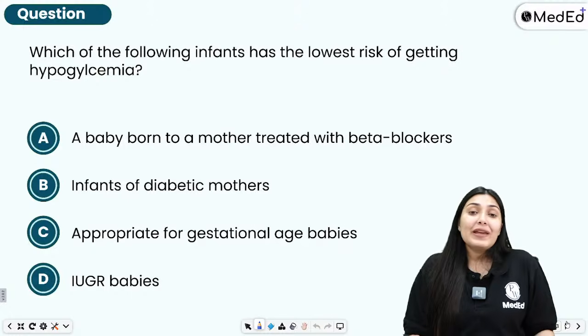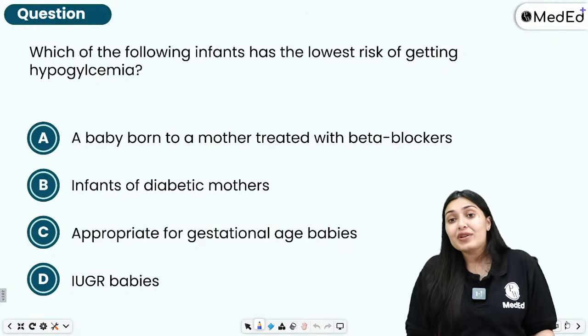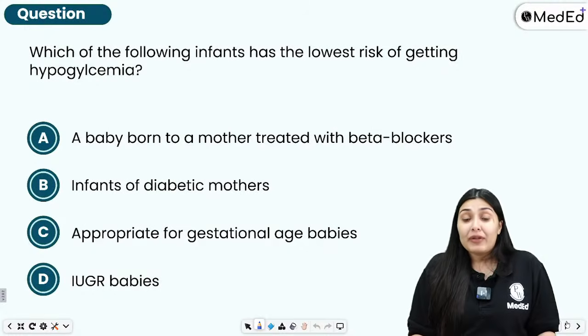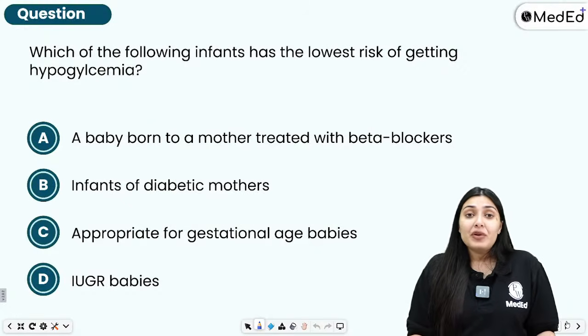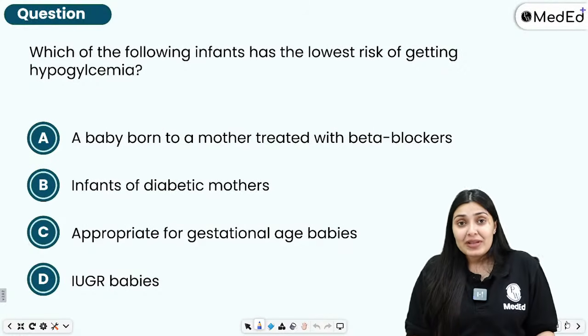Which of the following infants have the lowest risk of getting hypoglycemia? We have a baby born to a mother who's treated with beta blockers, infant of diabetic mother, appropriate for gestational age babies, and IUGR babies.